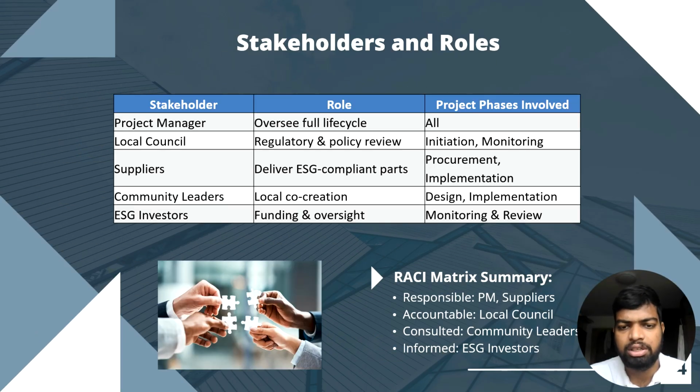These are the stakeholders and roles. The slide indicates the stakeholders using the RACI matrix framework. The project manager, PM, and supplier are responsible, taking ownership of the execution and technical decisions. The local council is accountable, holding final authority over deliverables and governance enrollment.